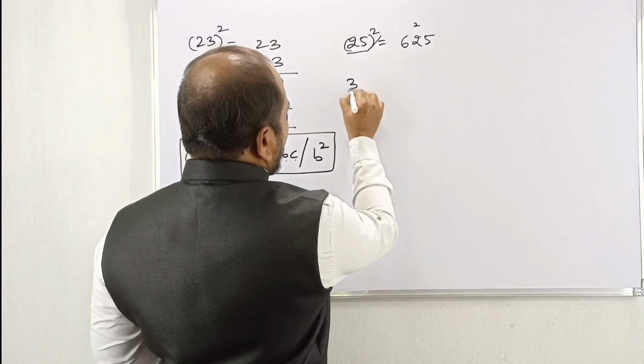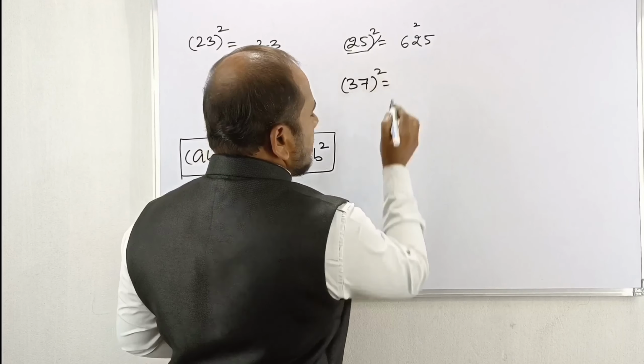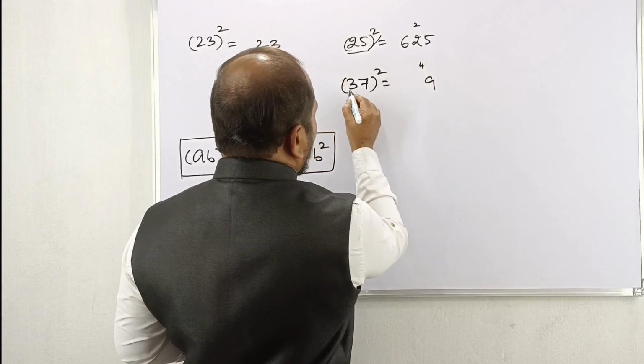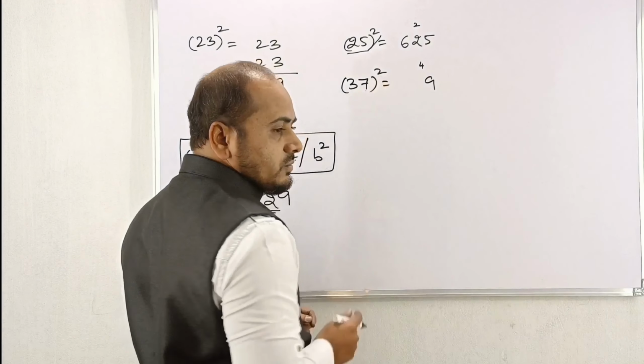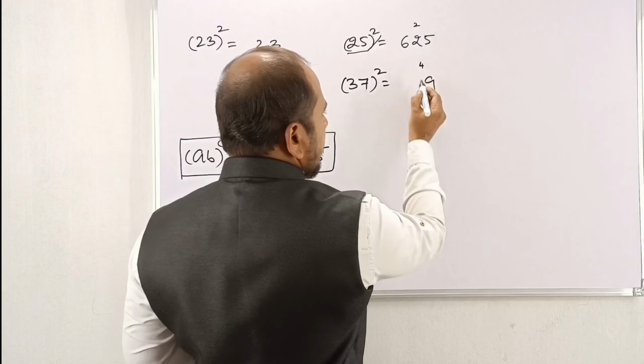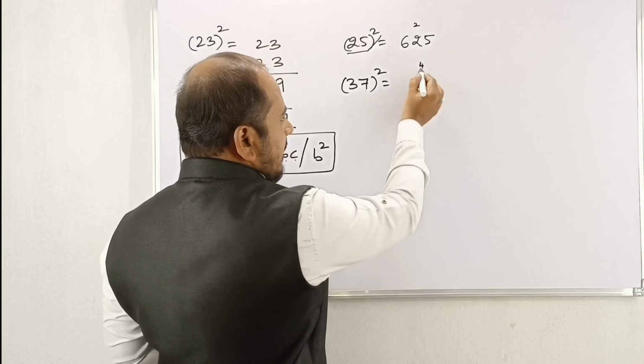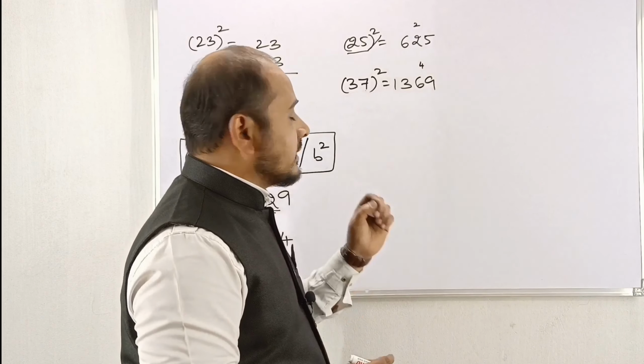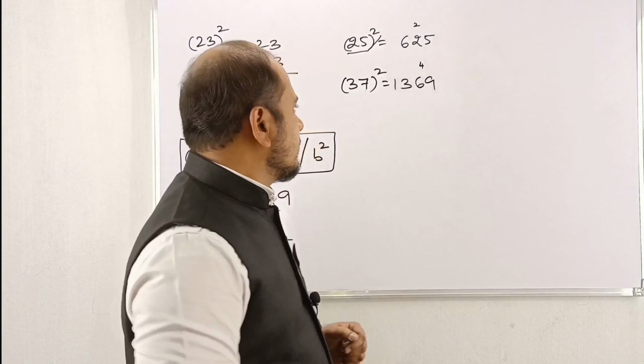Now we can take one more value. 37 whole square. 7 square. 7 square is 49 upon 4. Now 3 sevens are 21. 21 twos are 42. 42 plus 4, 46 upon 4. 3 square is 9. 9 plus 4, 13. 1369. This is the value of 37 square, my dear.